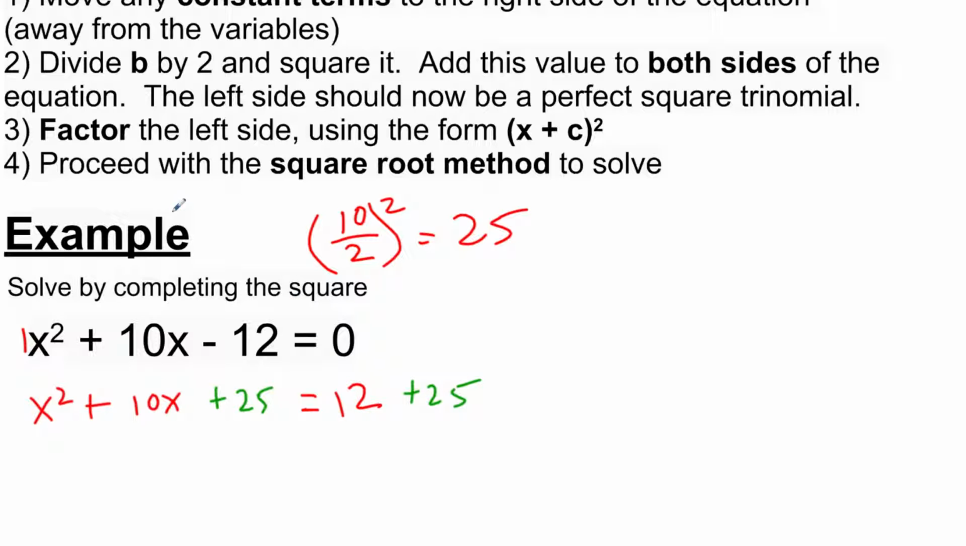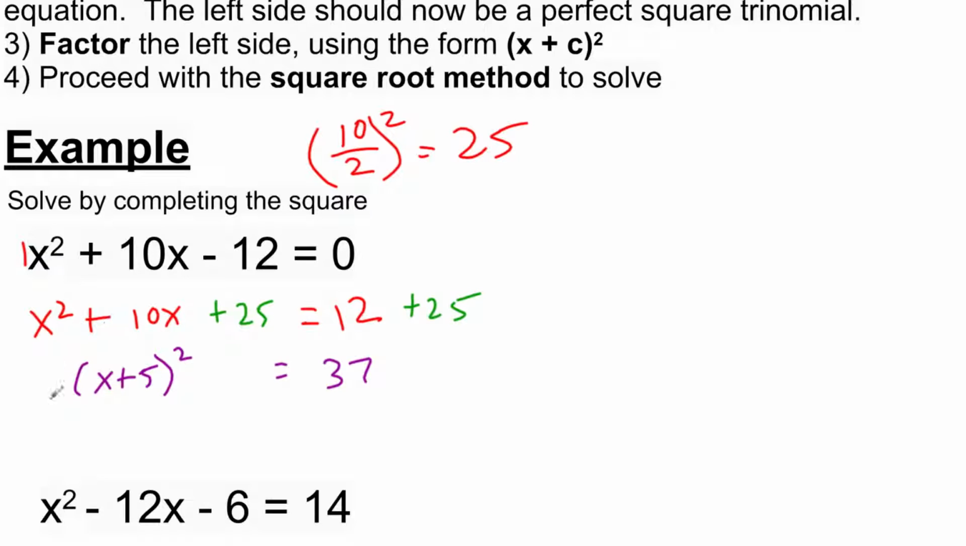the right. So I added it to the left specifically because now this is x plus 5 times x plus 5, right? It's a perfect square. So I'm going to write this as x plus 5 squared. Okay. The right-hand side, I just have to simplify. This is 37. Okay? And so now I can use the square root method.